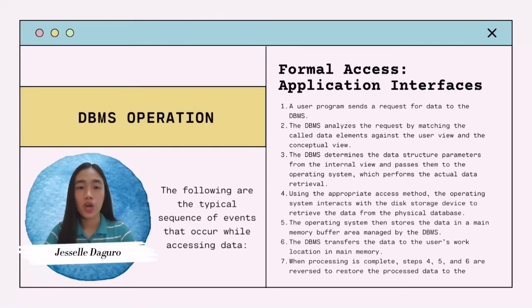Fifth, the operating system then stores the data in a main memory buffer area managed by the database management system. Sixth, the database management system transfers the data to the user's work location in main memory. At this point, the user's program is free to access and manipulate the data. And lastly, when the processing is complete, steps 4, 5, and 6 are reversed to restore the processed data to the database.